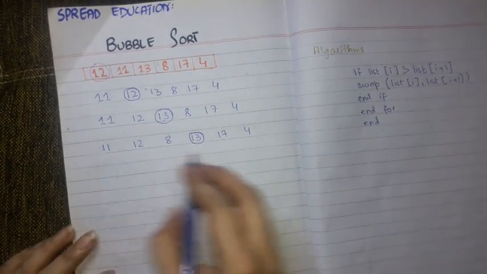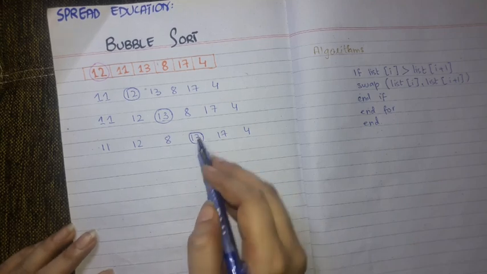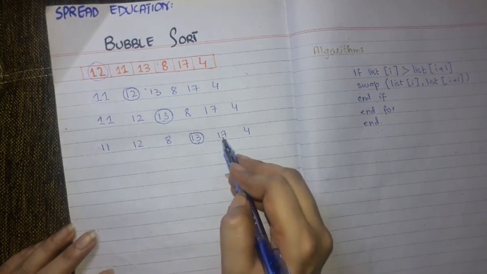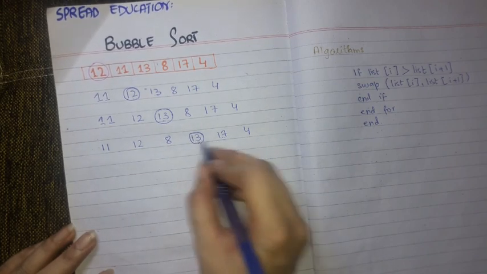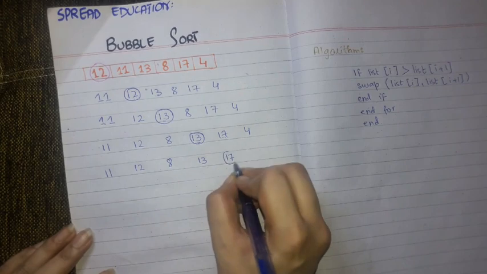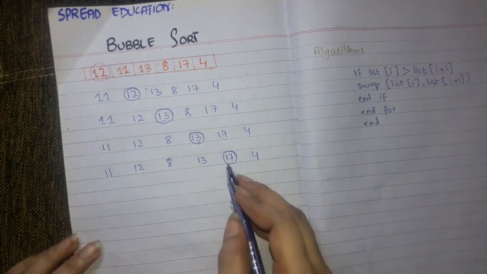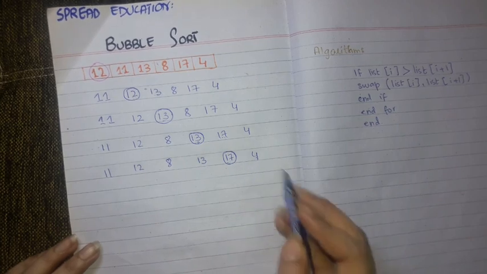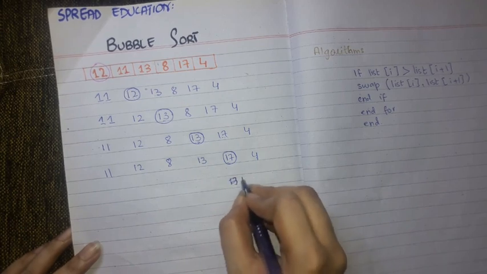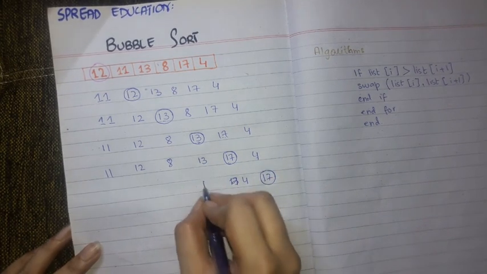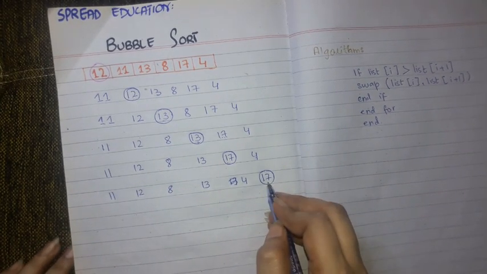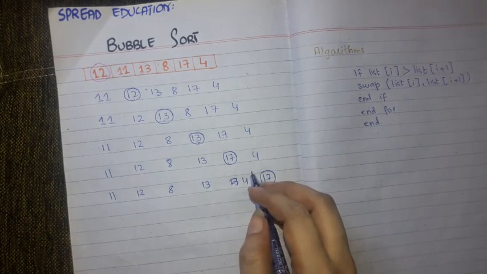17 and 4. Okay, now I'll compare this 13 with 17. So this is at the right position, so I'll move this bubble to the adjacent element. Now compare this bubble element with the adjacent element. It is obviously greater, so I'll swap it. Okay, so this bubble element has reached its original place.